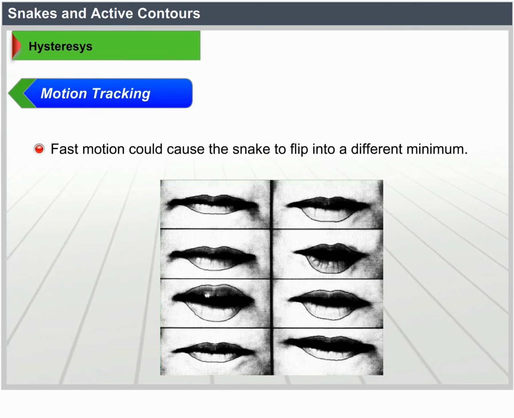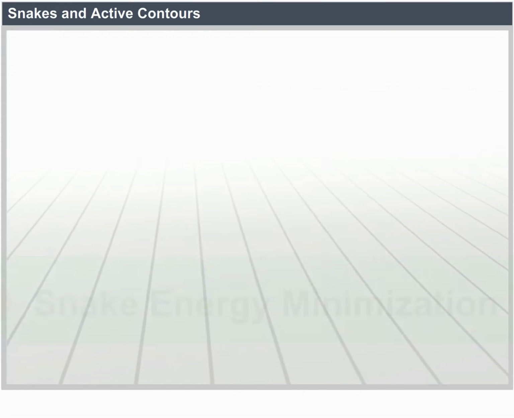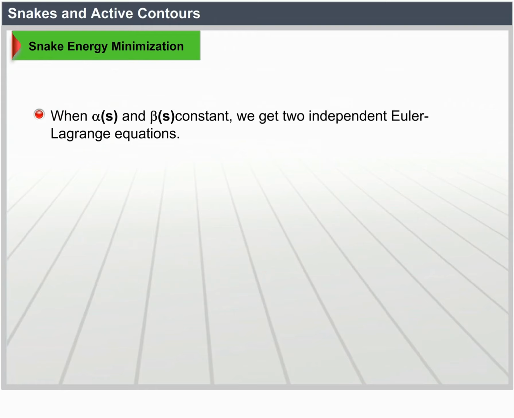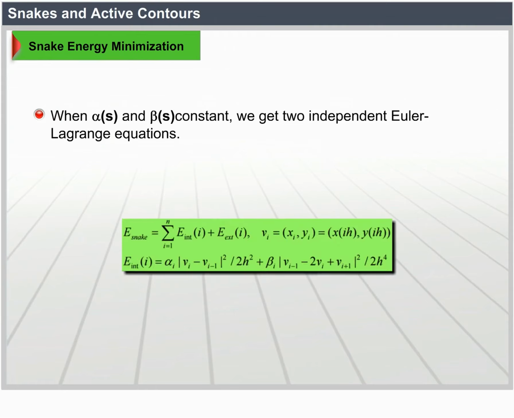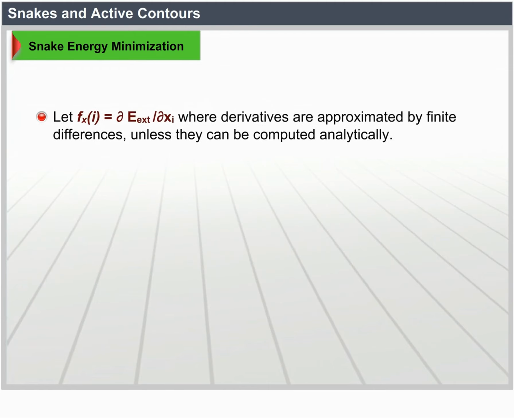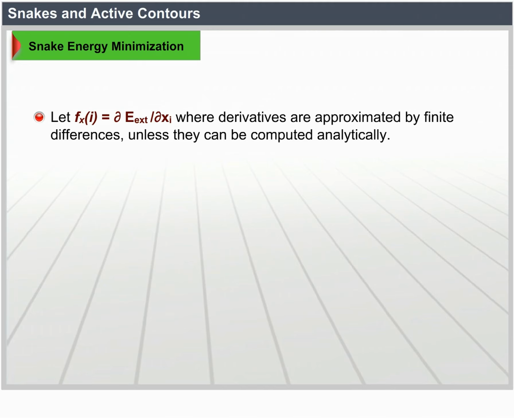Snake energy minimization. When alpha of s and beta of s are constant, we get two independent Euler-Lagrange equations. When alpha of s and beta of s are not constant, it is simpler to use a discrete formulation, as shown. Let f of x_i equal the partial derivative with respect to x_i of E external, where derivatives are approximated by finite differences if they cannot be computed analytically. The corresponding Euler equations are now seen on the screen.